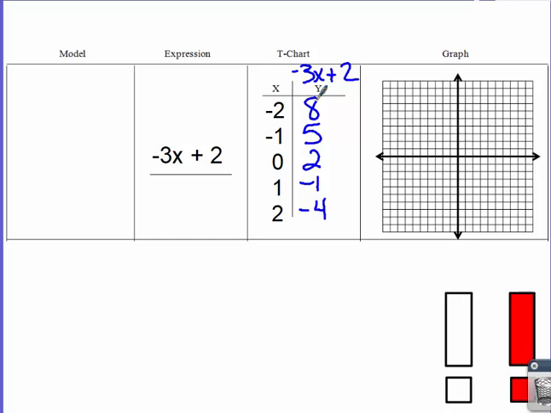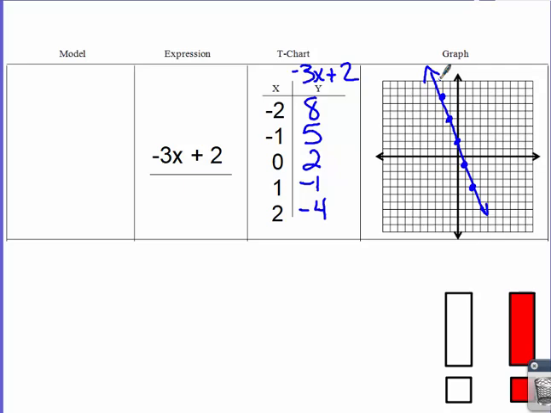And now I can easily put those on a graph. -2, +8. -1, +5. 0, 2, 1, -1, and 2, -4. And again, we play connect the dots. And then you have to build the model.